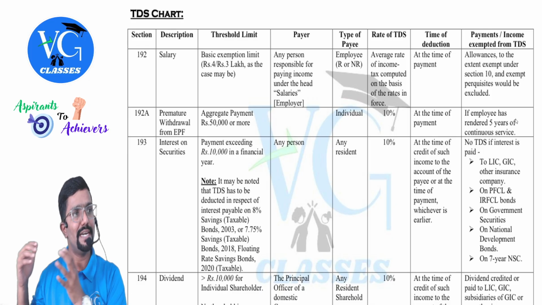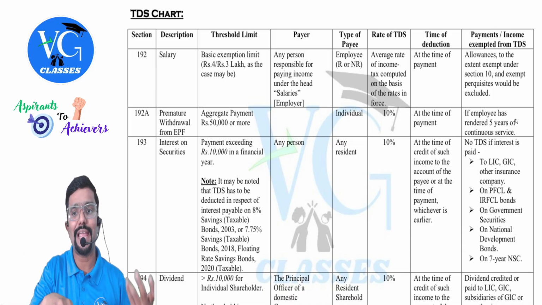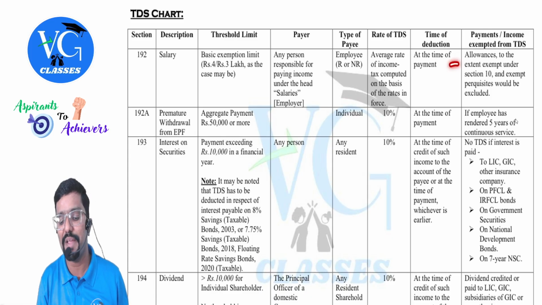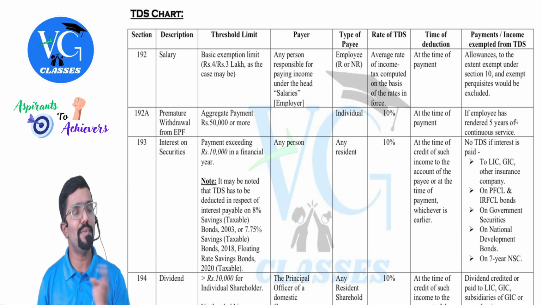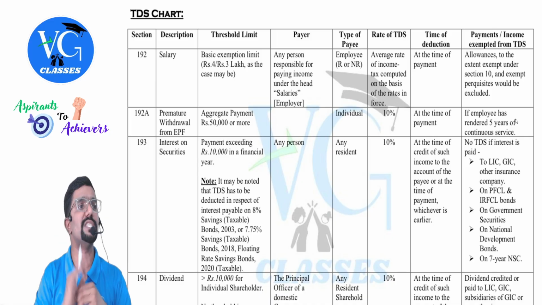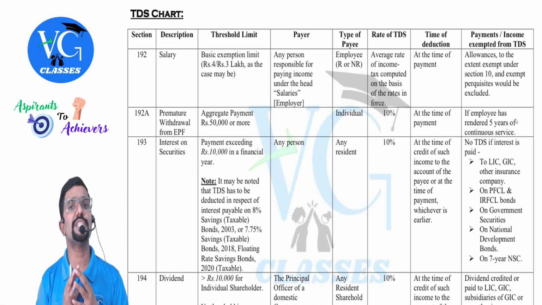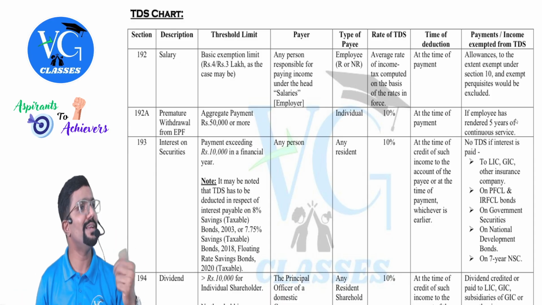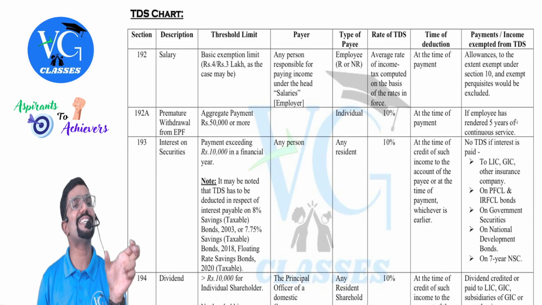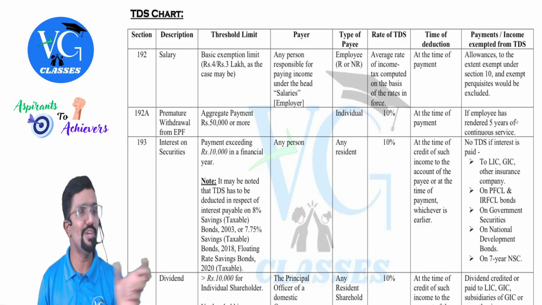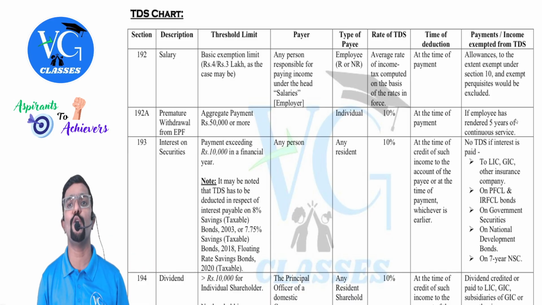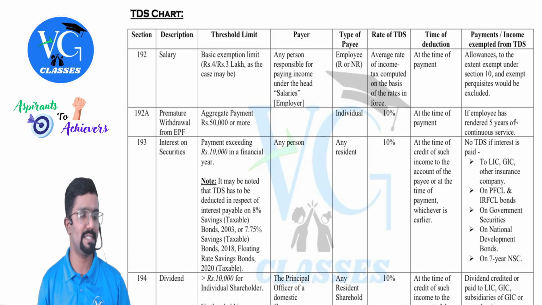When TDS should not be deducted, that is the last column. Allowances to the extent exempt under section 10 and exempt perquisites would be excluded. Obviously, while calculating the taxable salary of the employee, the employer would have reduced all the exempt allowances and exempt perquisites. Remaining only the taxable salary you would have considered, on that how much is the tax. And all that calculation has to be taken care of by the employer. Because he should calculate what is the taxable salary, and the employer will know what all benefits he has given to the employee, value all that, calculate what is the salary income of the employee, and accordingly deduct the TDS.